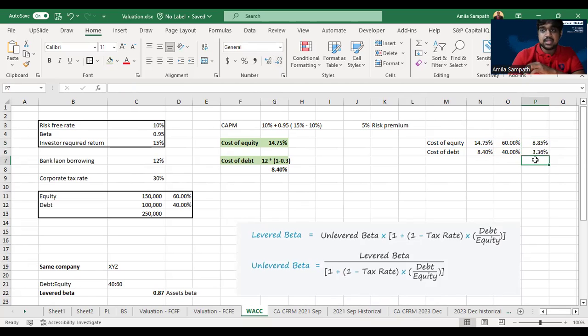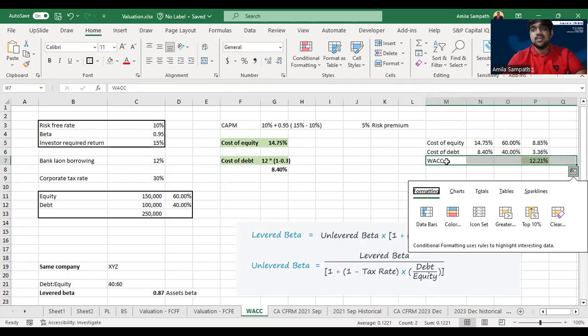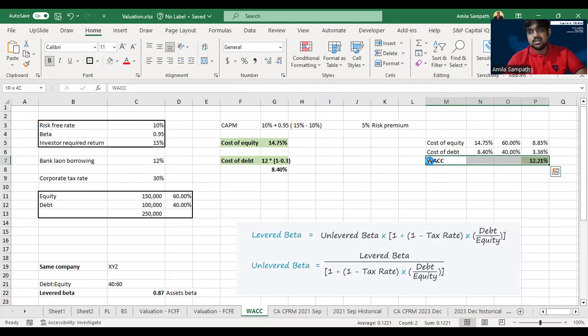And finally, the summation of these two things we identify as our WACC. This is the WACC for our company based on the available data. Actually, the WACC calculation is not hard. Based on the market value of the equity and the market value of the debt, we can simply calculate the WACC. I hope all of you have an idea about the calculation of the WACC.